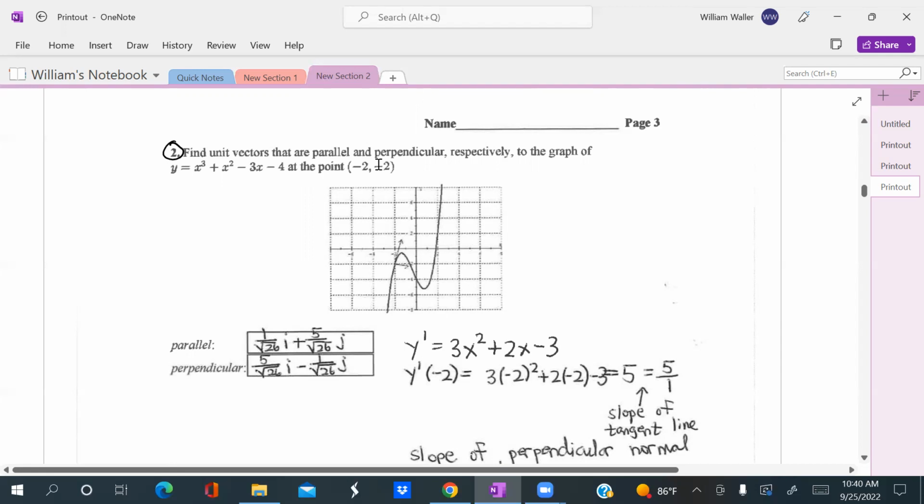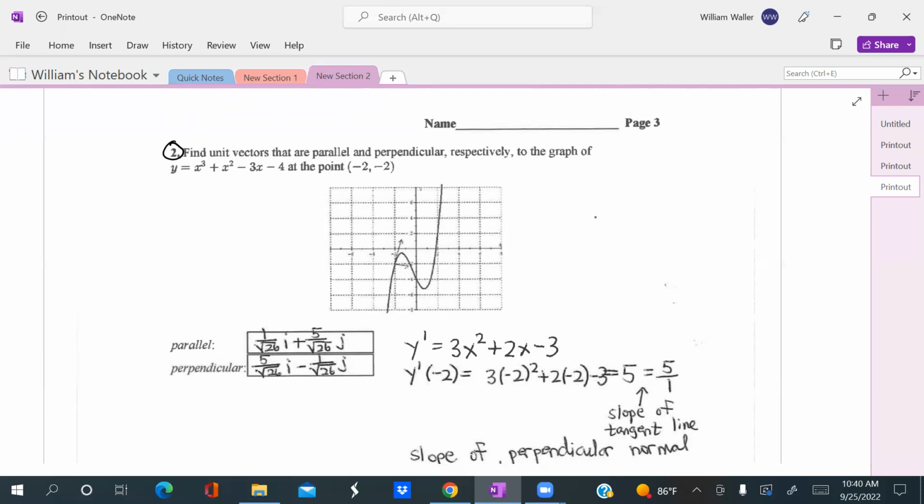Because what we want to do is find unit vectors, one that's parallel and one that is perpendicular to the graph of this polynomial at the point (-2, -2). So apparently (-2, -2) is on the graph of this function. There's the point (-2, -2). Let me see if I can point at it. Yeah, there's the point.